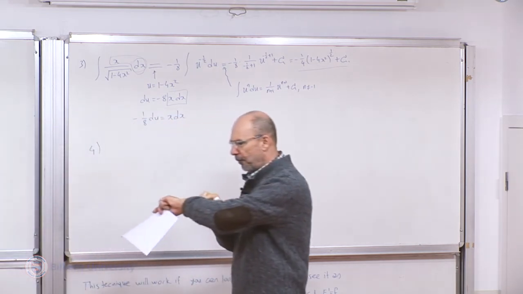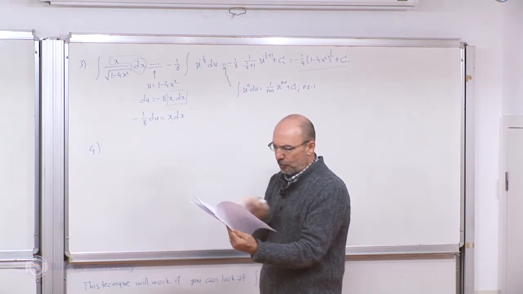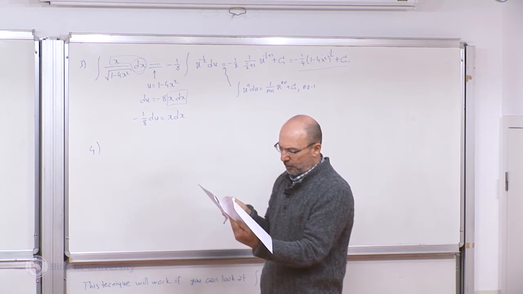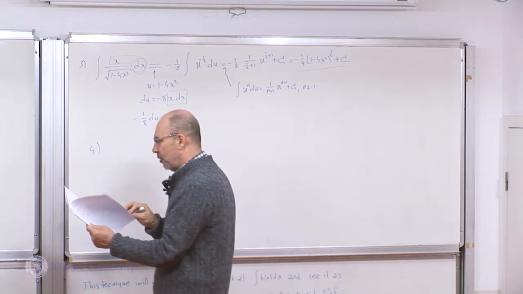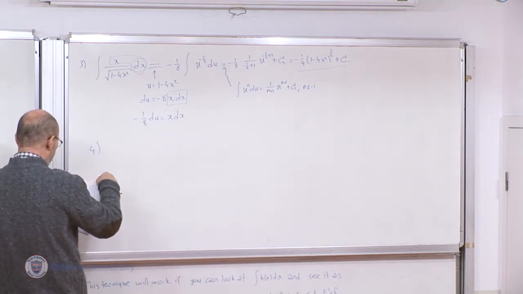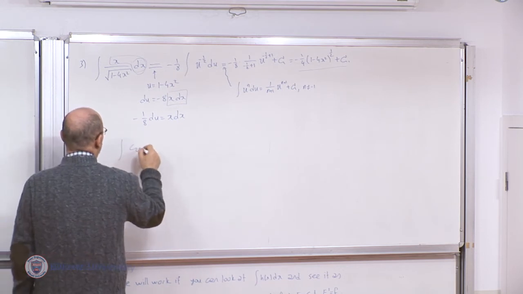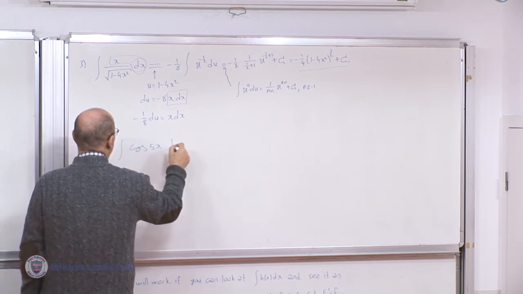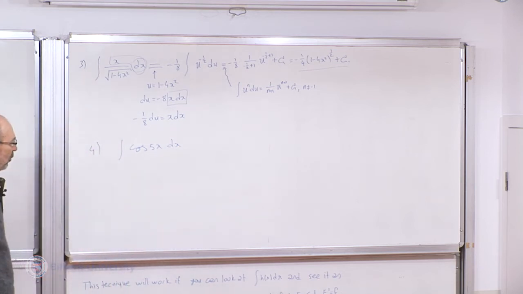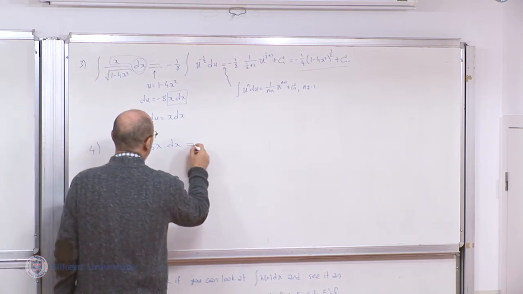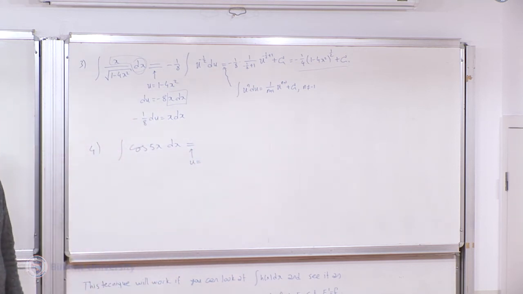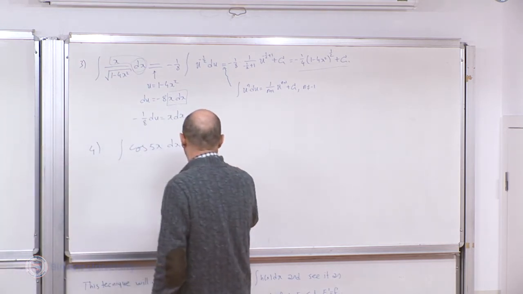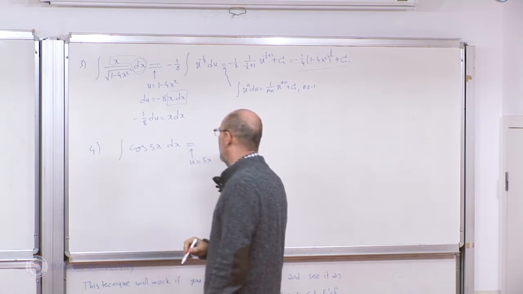So I will come to this slowly. Okay, so let's start with, again, something easy. We have the integral of cosine 5x dx. So what substitution do you suggest here? 5x is equal to u. Okay, so u equals 5x, so that will work.